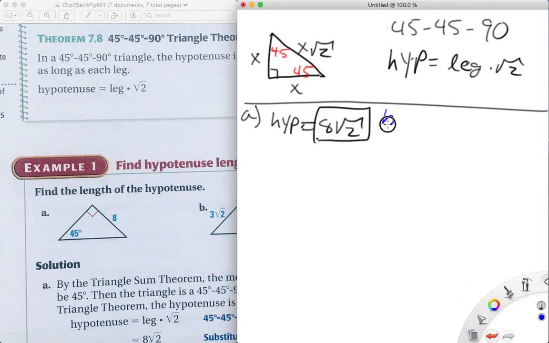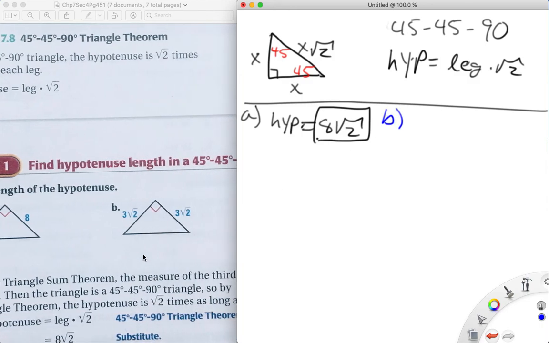For B, in this case, the leg is equal to 3 square root of 2. That is my leg. So to find the hypotenuse, it would be 3 square root of 2 times the square root of 2.